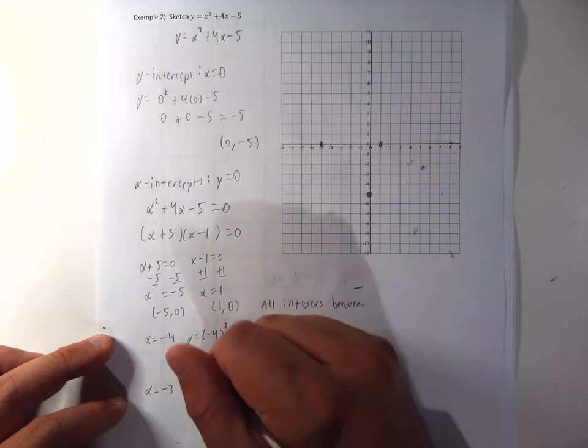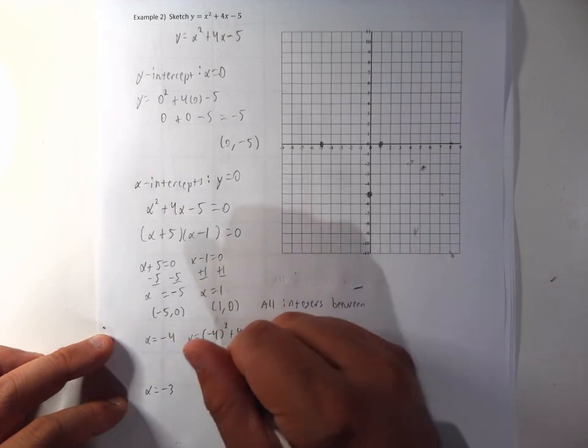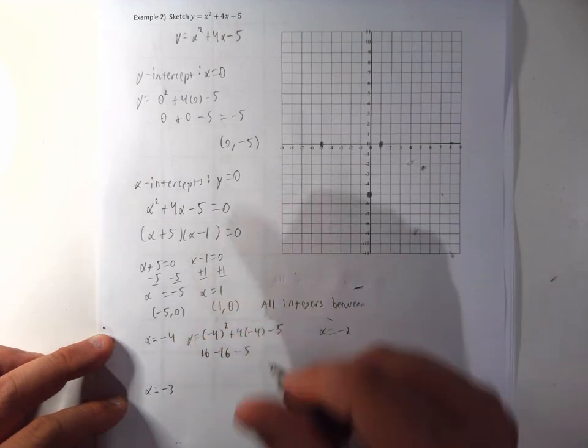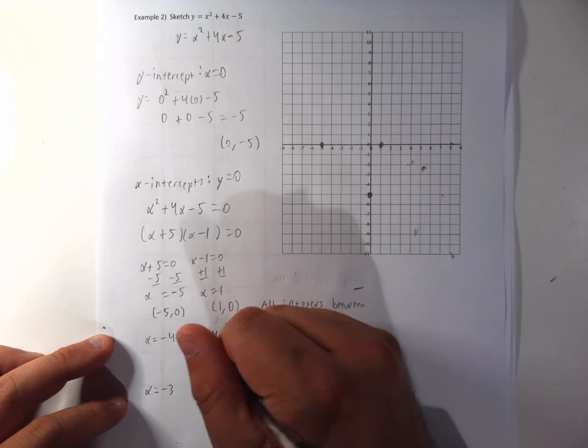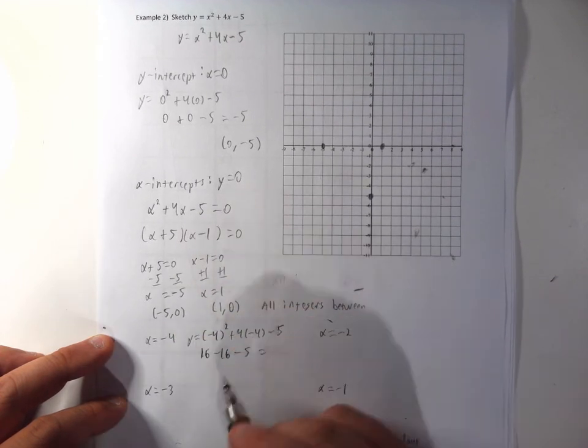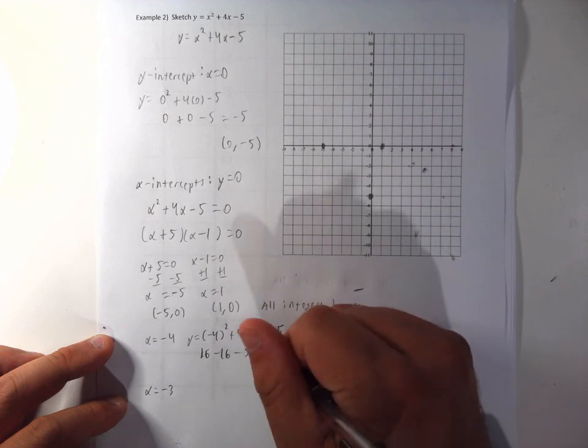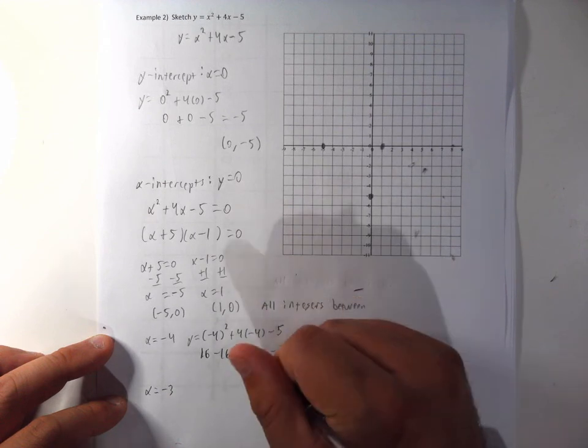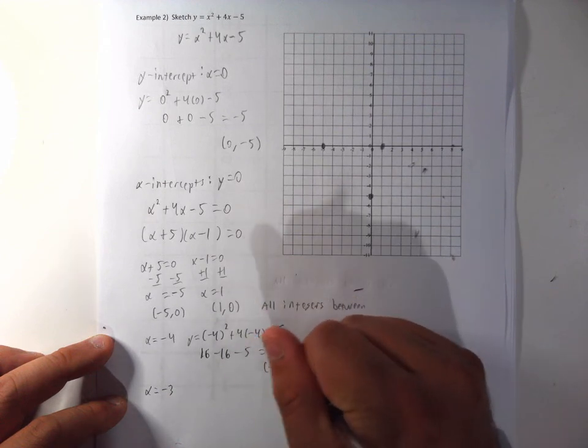So that will be 16 minus 16 minus 5. 16 minus 16 minus 5. 0 take away 5 is negative 5. So this point will be negative 4, negative 5.